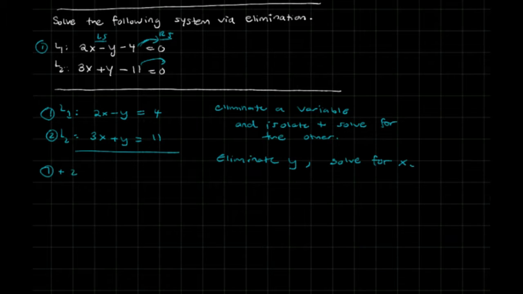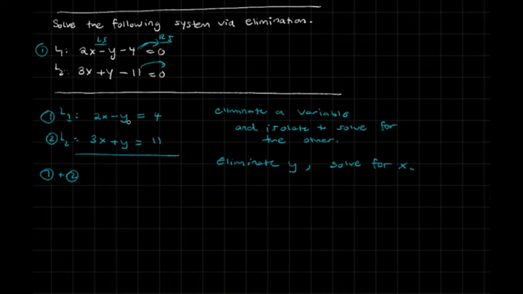When you add equations, you have to think about the equal sign as just dividing the left side from the right side. So when I add the equations, I'm adding everything on the left side collectively, and I'm adding everything on the right side collectively. But I don't mix and match, okay?